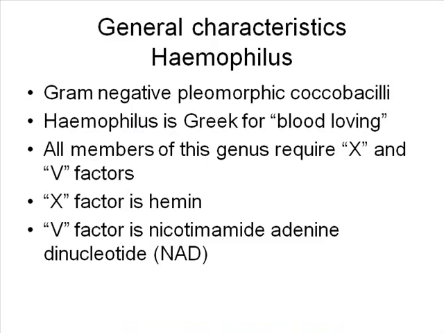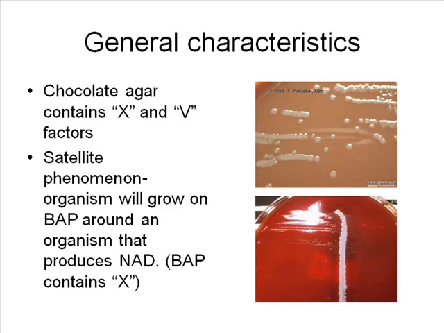Now, Haemophilus. Haemophilus influenzae is a gram-negative pleomorphic coccobacillus. The characteristics with Haemophilus are that it needs X and V factor. Your X factor is hemin, your V is NAD. Each Haemophilus species has different requirements for X and V.